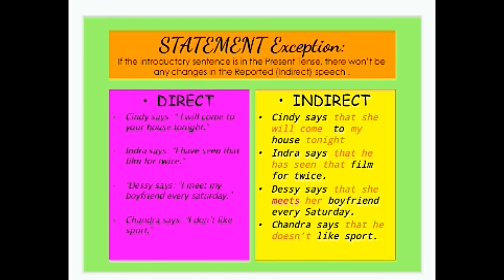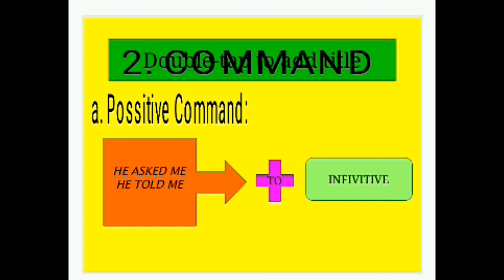So here the sentence, that statement. And next we move on to the command. A command can be a positive command and also a negative command. Both types are there. While using a positive command, he asked me or he told me, you have to connect the word to and then the infinitive. So, while changing a command sentence from direct to indirect, for a positive command such as he asked me, he told me, we change it into to, the connecting word to, and then infinitive words are used.